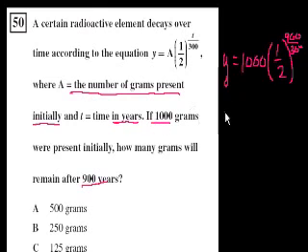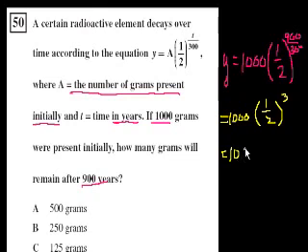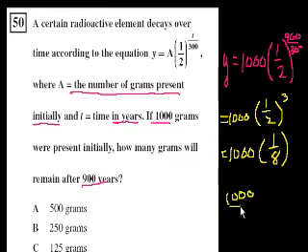So let's just simplify this thing. So this is equal to 1,000 times 1/2 to the, what's 900 divided by 300? It's just 3, right? And so that equals 1,000 times, what's 1/2 to the third power? It's 1/8. 1/2 times 1/2 times 1/2. And so we get 1,000 divided by 8, which is 125. 125 grams are left in 900 years, and that is choice C.